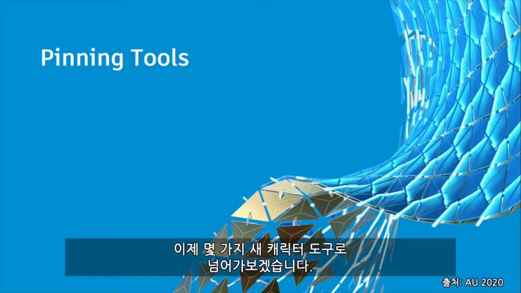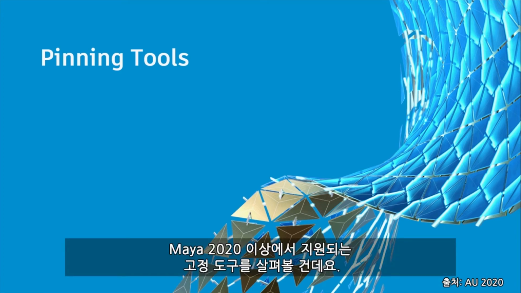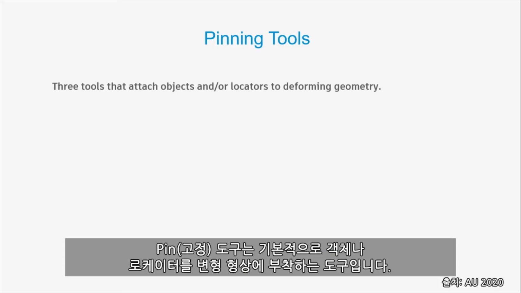Now let's move on to some other new character tools. Let's take a look at the pinning tools in Maya 2020 and above. So pinning tools are basically just tools that attach objects or locators to deforming geometry.